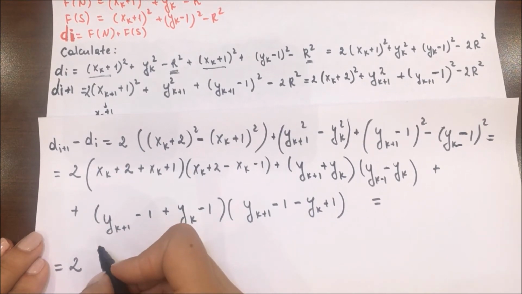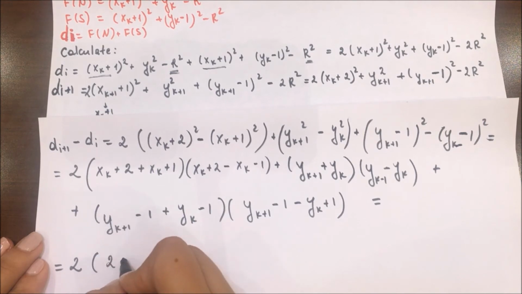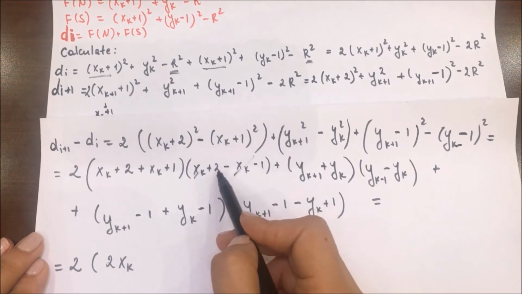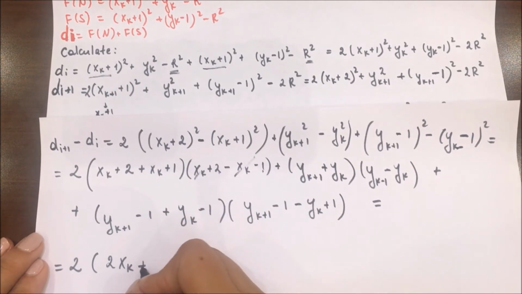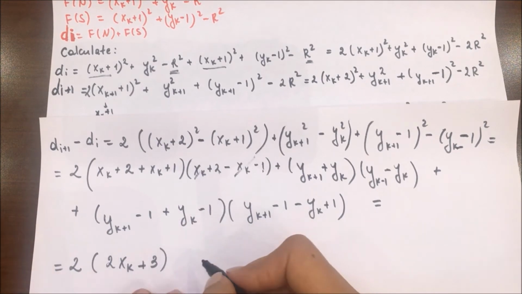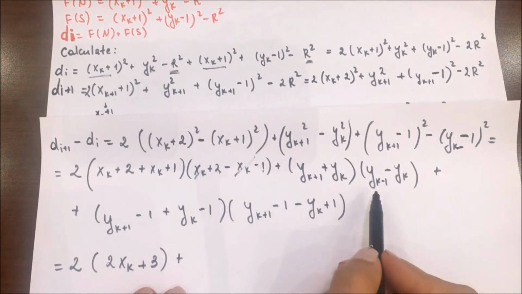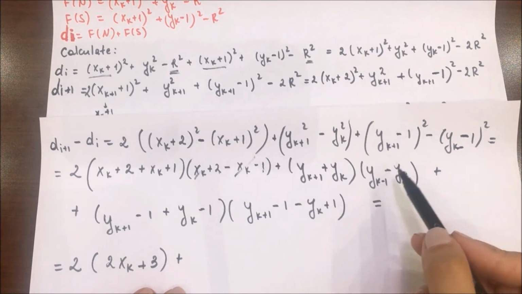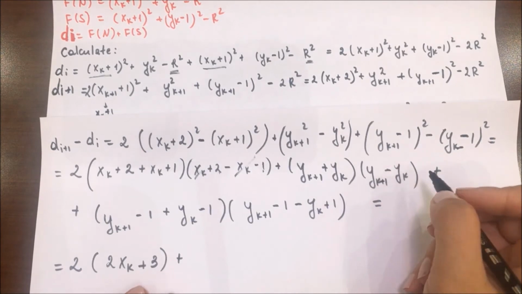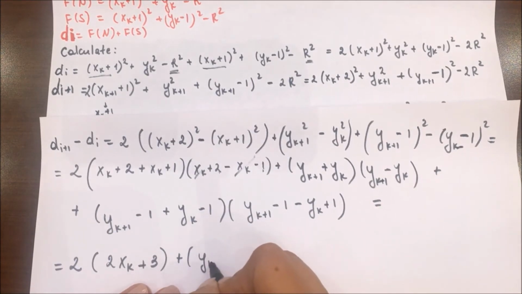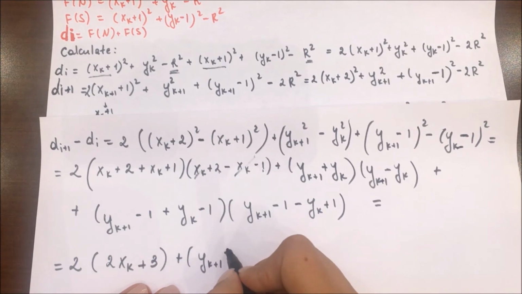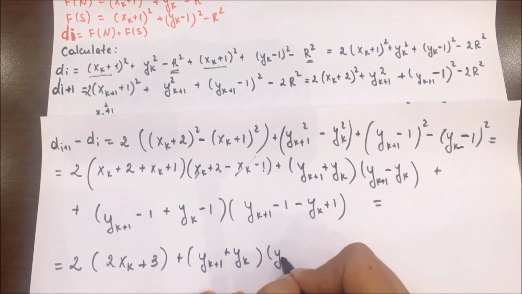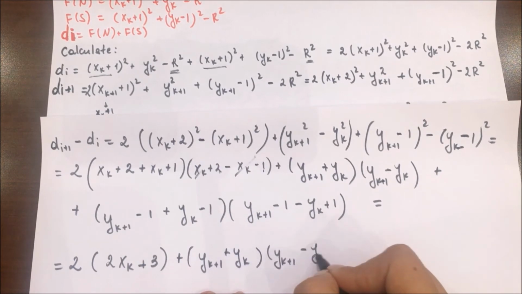So I will get 2 times 2xk plus 3 times 1, because xk's will be cancelled out and 2 minus 1 will be 1, so I don't need to write times 1. Then I will get, there is no simplification process here. I will write as it is. So I will get yk plus 1 plus yk times yk plus 1 minus yk.